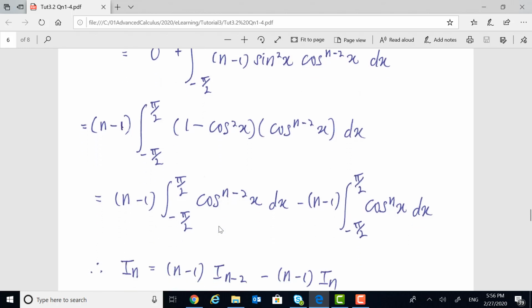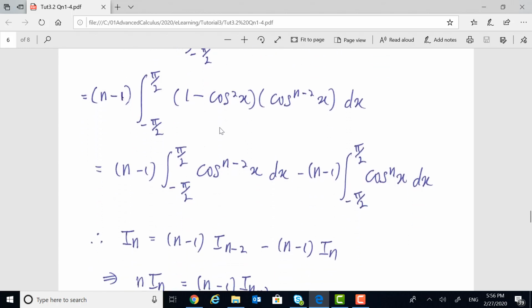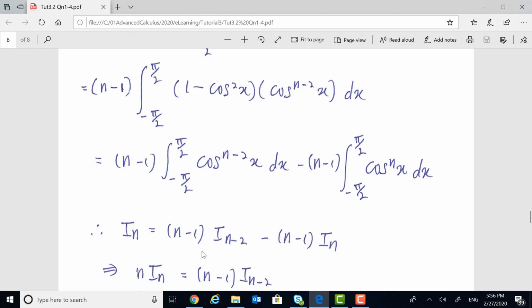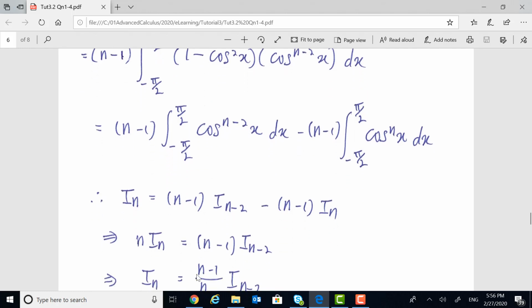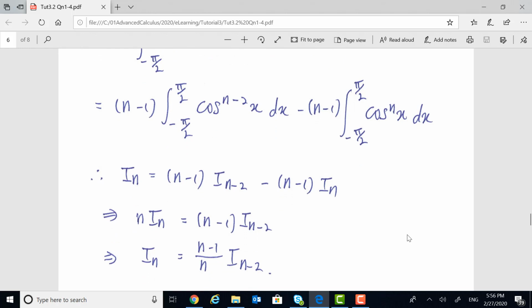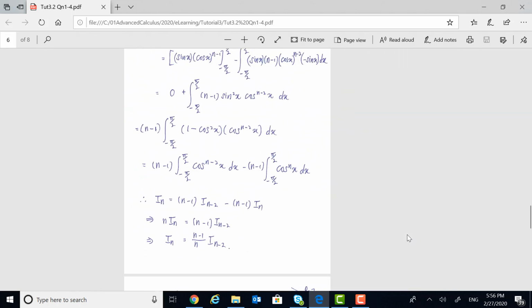And now what we have here is this expression is actually I of n minus 2, and this one is actually I of n. So what we have here is In equals n minus 1 of In minus 2 minus n minus 1 of In. I bring n minus 1 In to the left, and then I'm going to get just n of In, and then this stays on the right. Then bring the n down, and I get the proof that In equals n minus 1 over n of In minus 2. So this is actually part A of number 4.